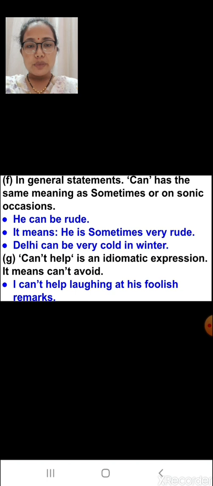In general statements, can has the same meaning as sometimes or on some occasions. For example, number 1, he can be rude. It means he is sometimes very rude. Delhi can be very cold in winter. Can't help is an idiomatic expression. It means can't avoid. I can't help laughing at his foolish remarks.